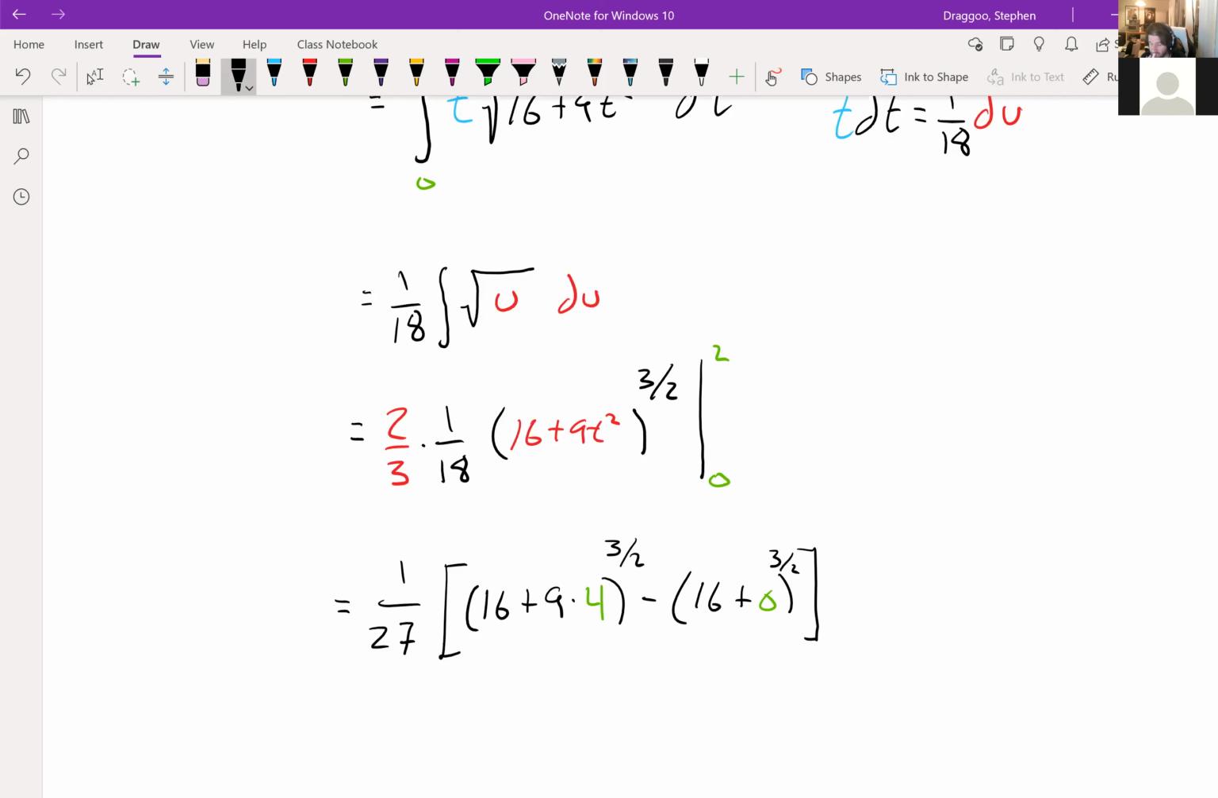Yeah. That's going to look ugly. 36 and 16. Is that like what, 40? No, 52? Yeah, there's no square rooting that. Let's leave it there. You'll get a number. You can plug it into your calculator, but it's not going to simplify any nicer than that. So that concludes bonus question number 2.